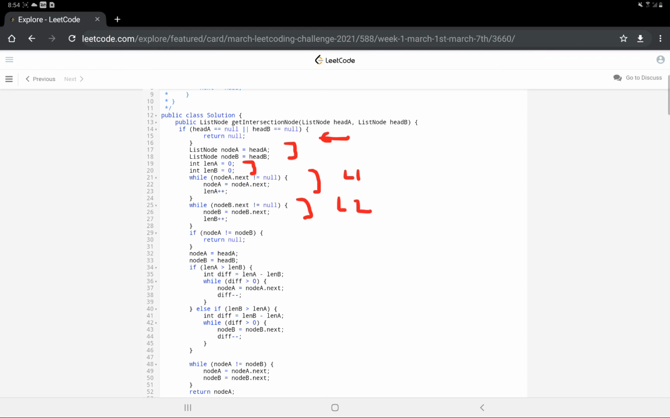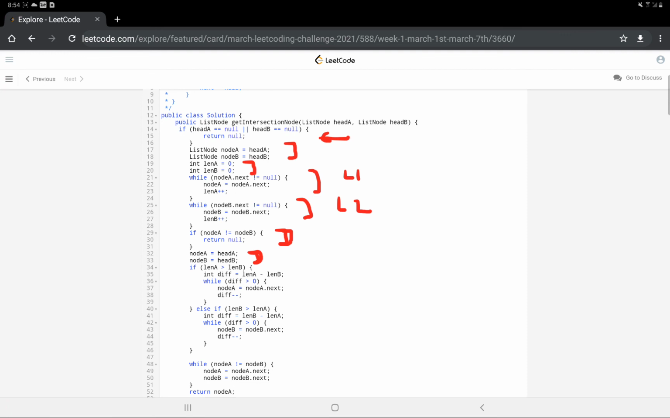Now if the last node A is not equal to the last node B, that is, while traversing, if they don't end at the same node, then we return null. That's nothing to worry about. Now we reset both of them to the head pointers.